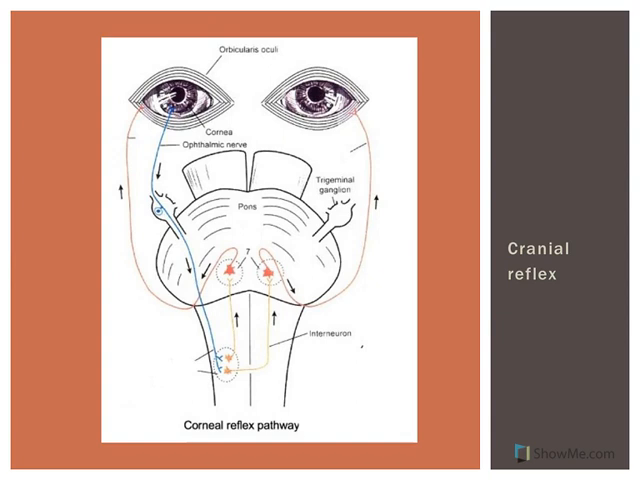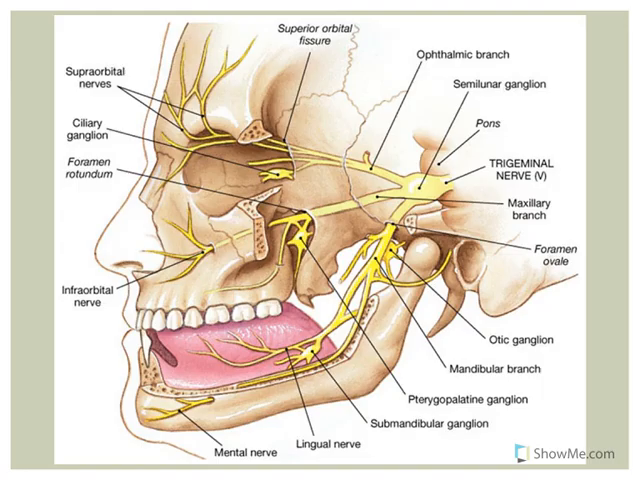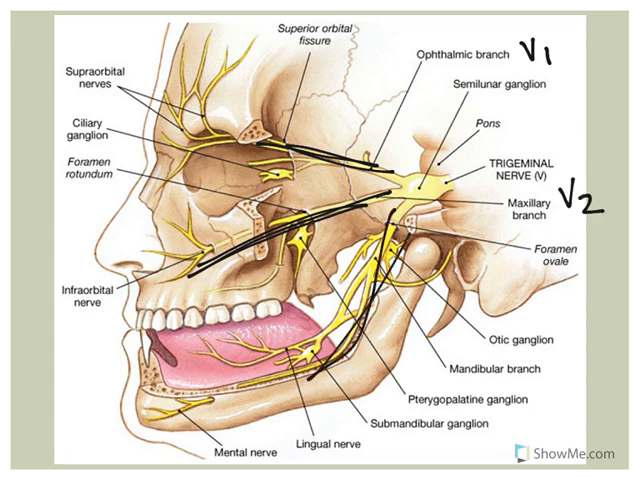The sensory information is going to be carried along the ophthalmic branch of your trigeminal nerve. So remember, trigeminal nerve has 3 branches. Ophthalmic here, which is V1. You have maxillary branch, which is V2. And you have your mandibular branch, which is V3. So the sensory information is carried along the first branch of your trigeminal nerve, or your ophthalmic branch.